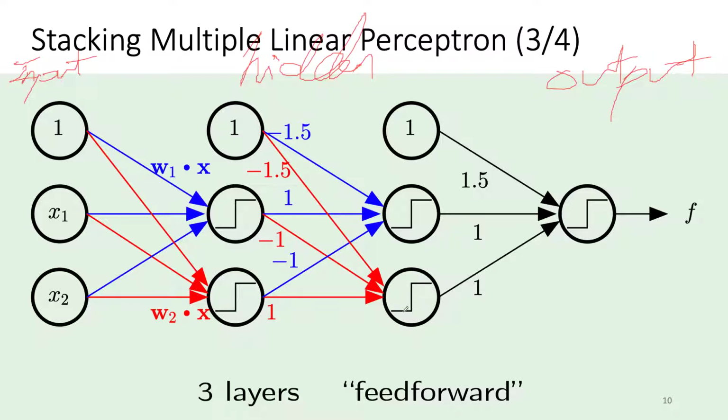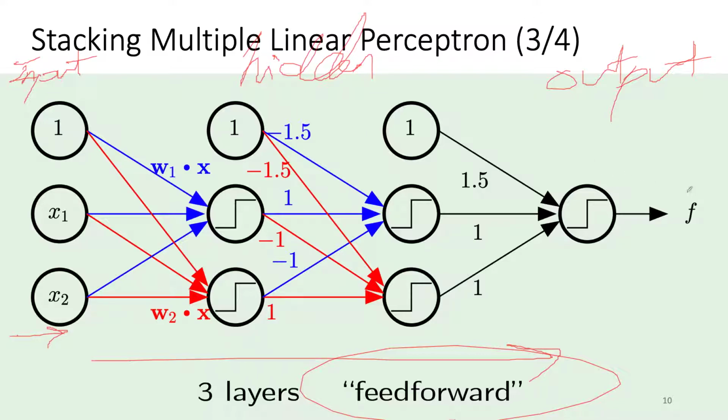So in reality, we call this a 3 layers feed-forward network. We call it feed-forward because we are feeding it from the left to right. So in neural nets, left to right is feed-forward. If you come from the output and go backward, we call it backward, of course.